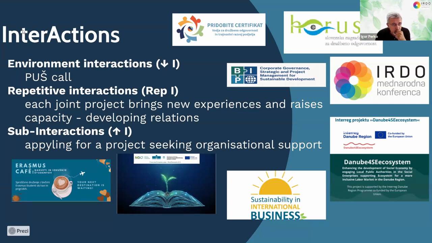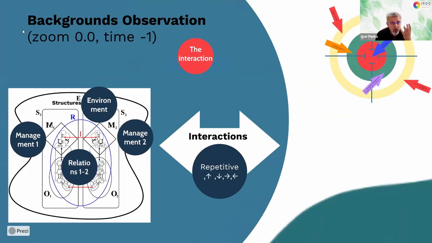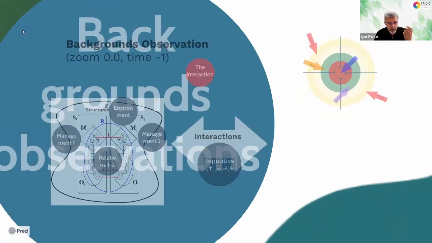Okay. And this is merely the background. So we have observed a part of an interaction only to explain what it takes for interaction just to emerge. Okay, what is missing?